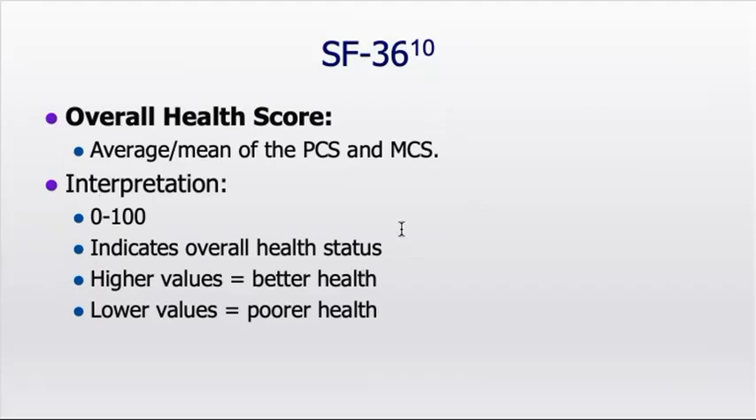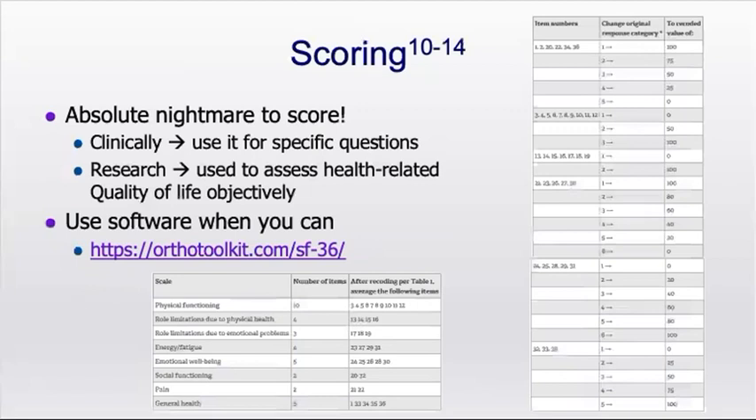This outcome measure is an absolute sort of a nightmare to score. And so typically you will use software to do this, but I've given you these scoring tables on this slide to see how you actually score this. So you look at the item number, so 1, 2, 20, 22, 34. All of these items within the SF36 are going to be scored based on this criteria.